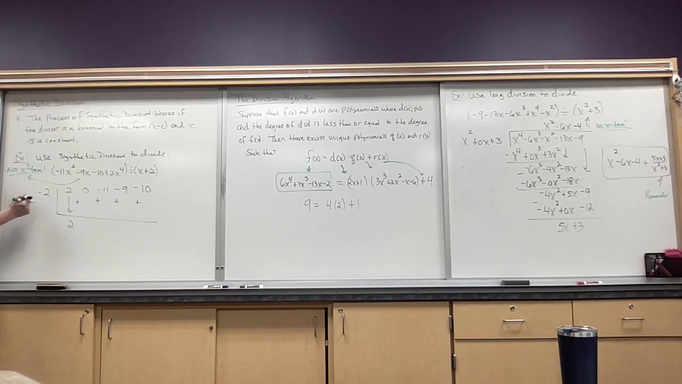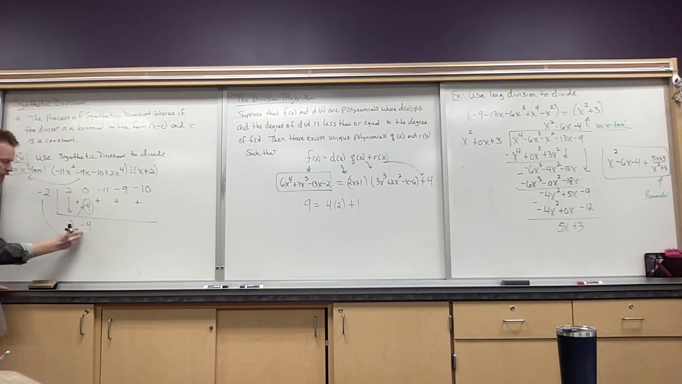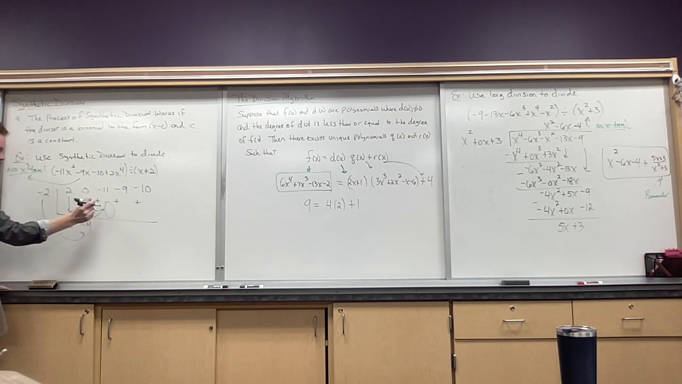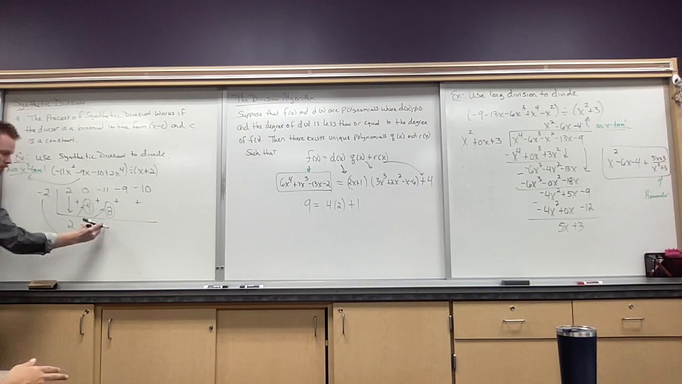Now, how does this work? You take what you're dividing by, multiply it by the bottom number. That's a negative 4. That answer goes right in this spot. Then you add the column. So this becomes a negative 4. Repeat the process. Now, the negative 2 gets multiplied to the negative 4. The answer goes in this spot. So that's going to give me a positive 8. Add the column, you get a negative 3.